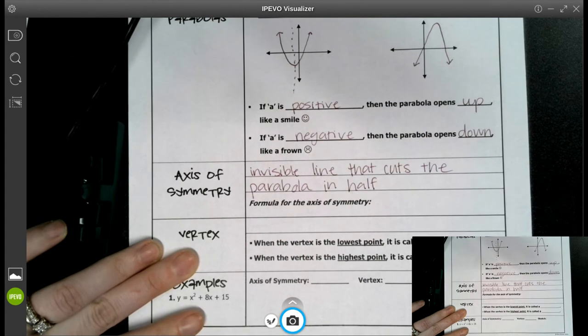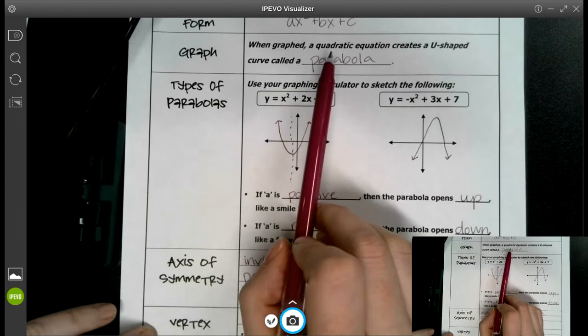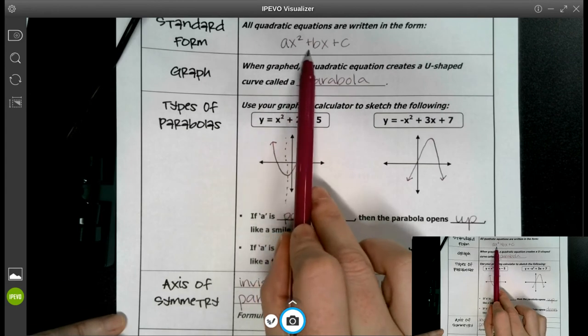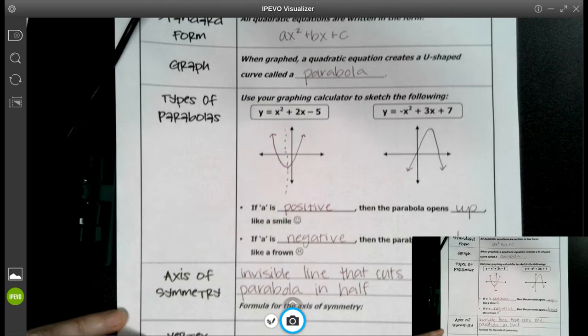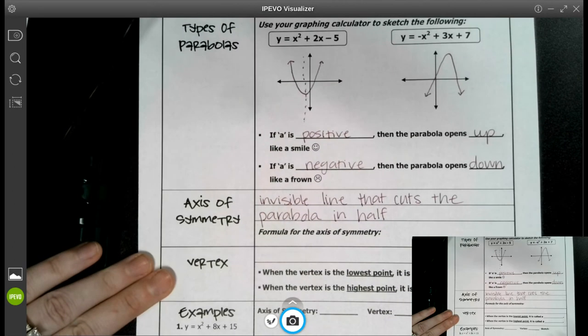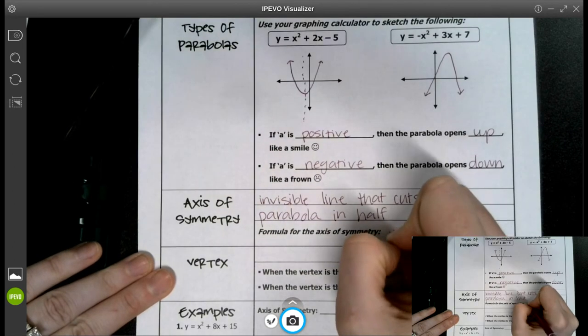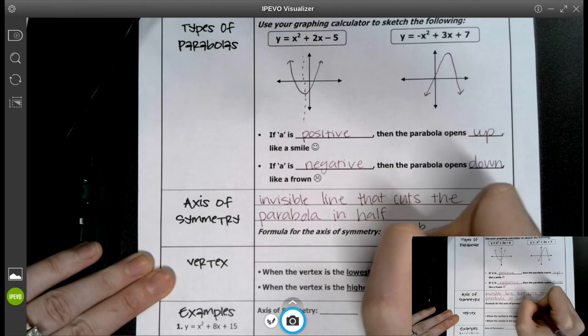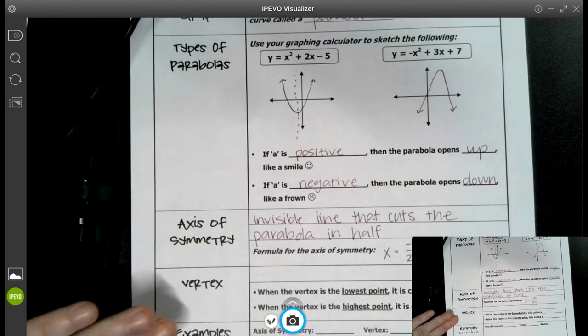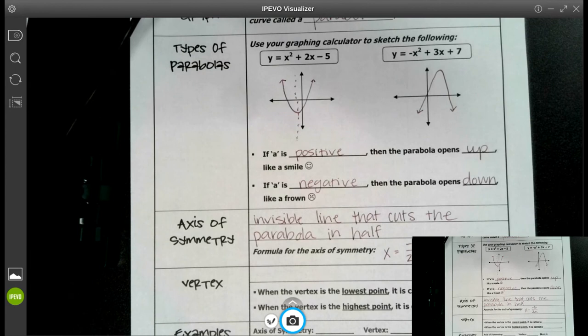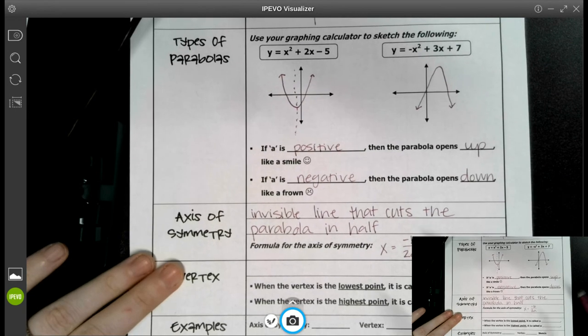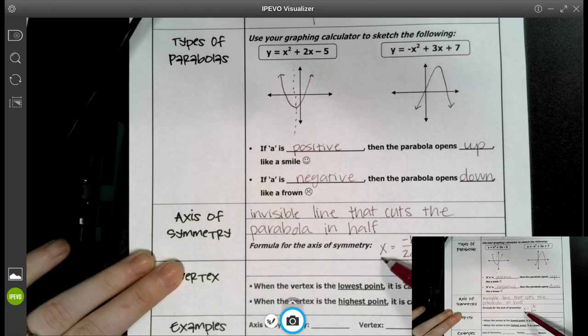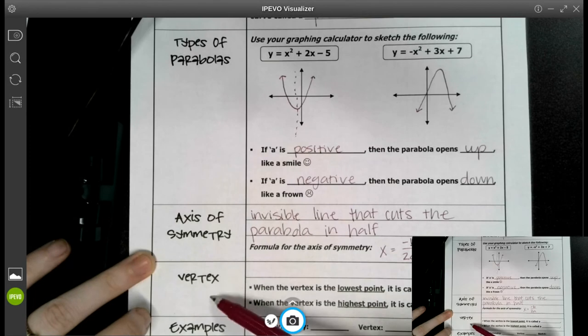It makes it the same on both sides. So when we're in standard form, again, that's the ax squared plus bx plus c, we can use the equation negative b over 2 times a. That will give us our axis of symmetry. That's going to tell us the x value of our vertex, okay?